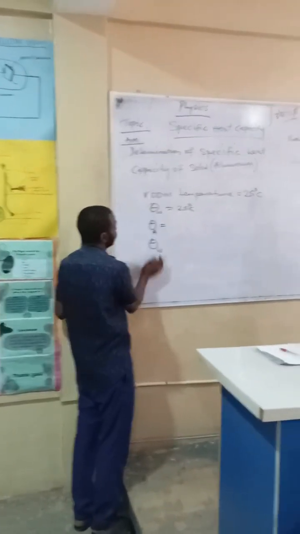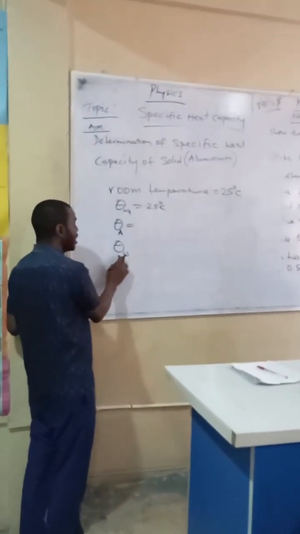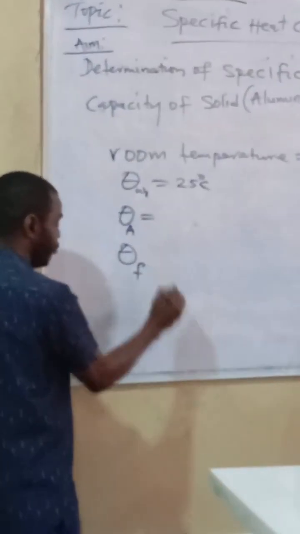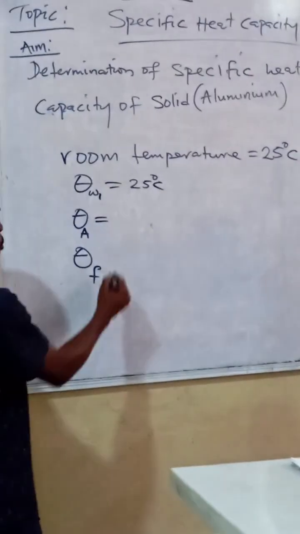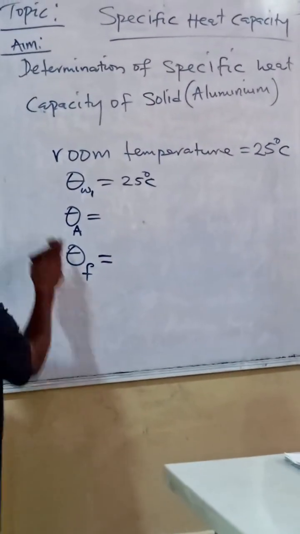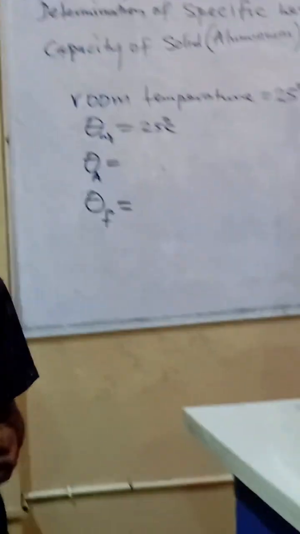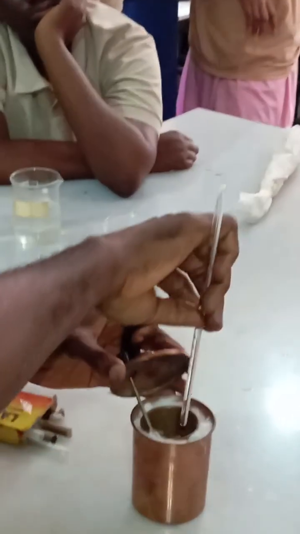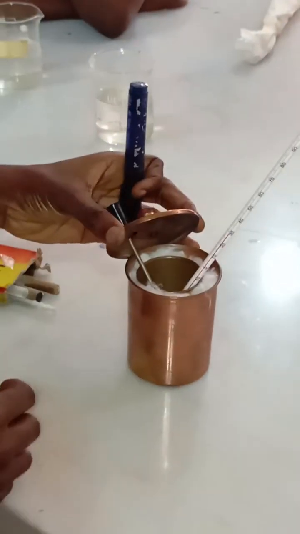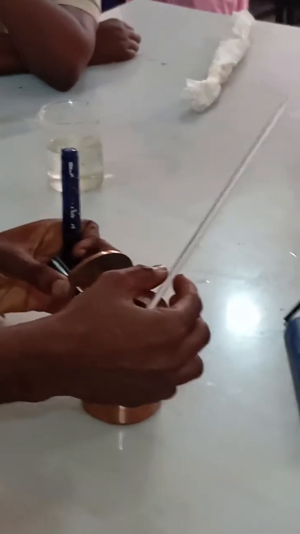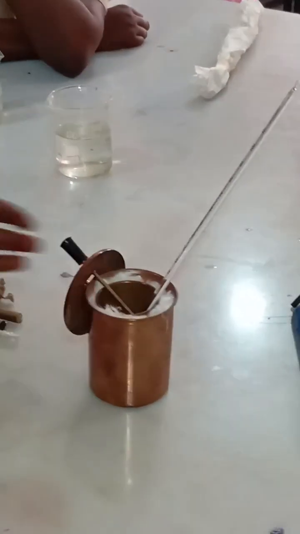theta W1. Then the final temperature will be theta F. Is that clear? So we are going to take the initial temperature of water, which is 25 degrees Celsius. So you get your cold water, you use your thermometer, you place it. Okay? You place it. The value you have, you record it down.